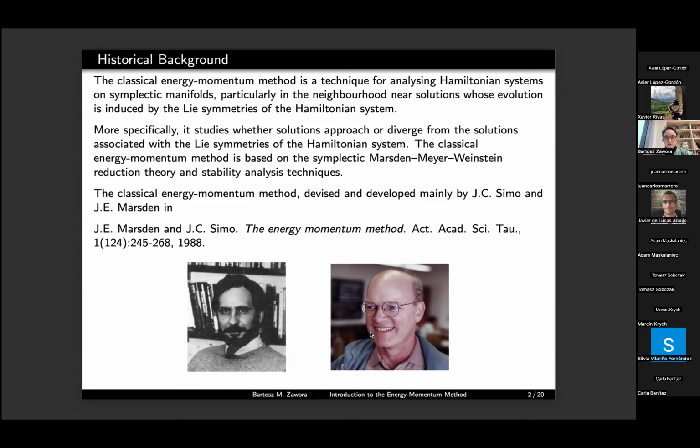So as I said, the structure of the talk is that first I will recall the basic definitions from symplectic geometry and Poisson geometry. Then I will shortly present the Marsden-Meyer-Weinstein reduction, and then I will move to the energy momentum method, which is the main interest in this talk.